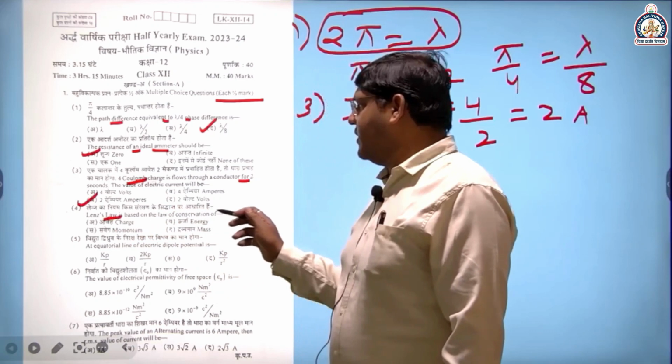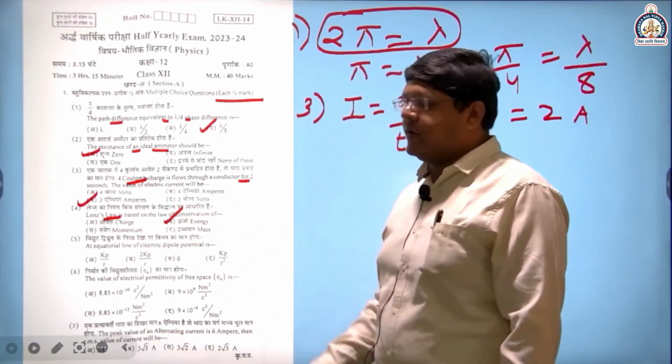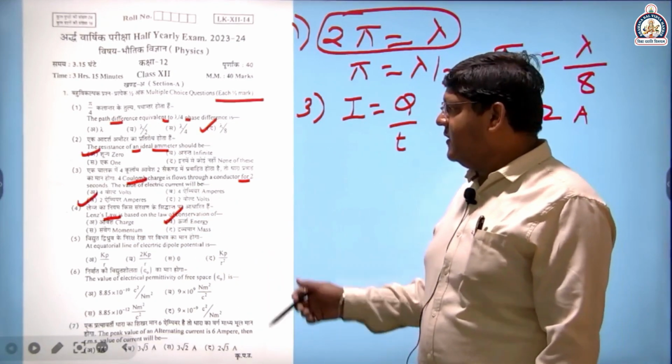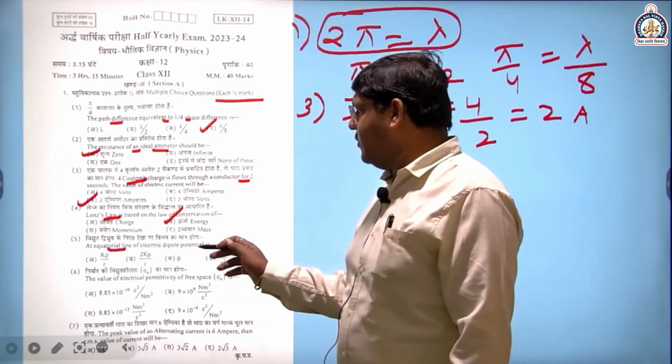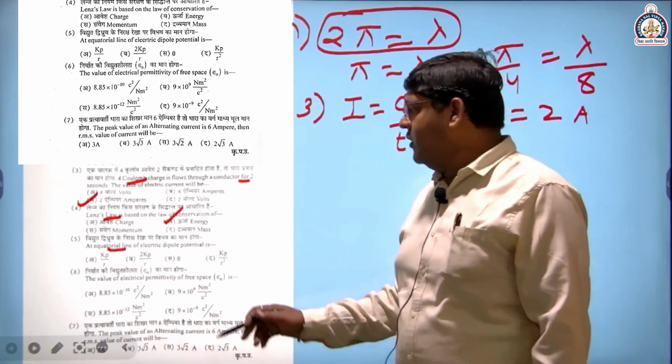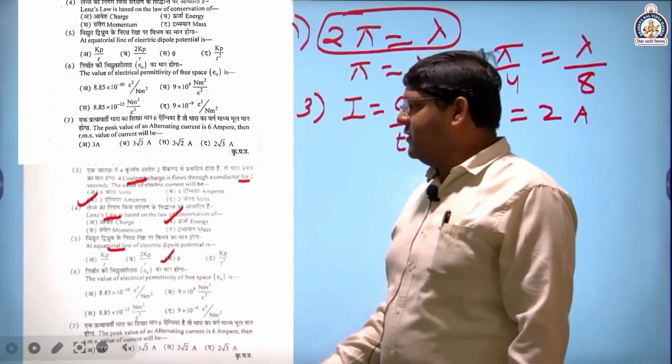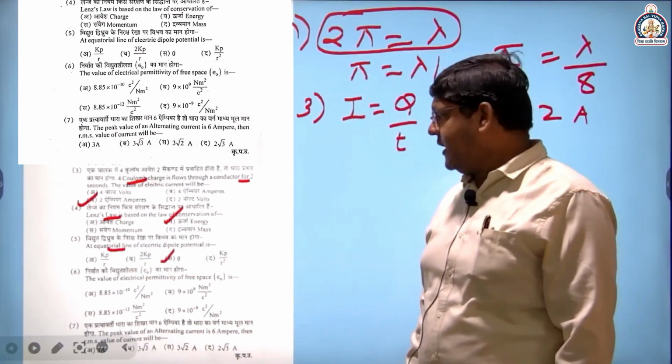Lenz's law is based on the conservation of energy. Okay, Lenz's law considers the conservation of energy. Now at the equatorial line of an electric dipole, the potential is, we all know, for the equatorial line the potential V is equal to 0 for an electric dipole.